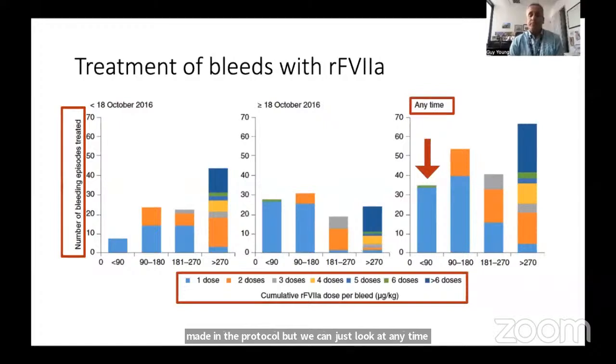So you'll notice here that there are many bleeds, over 30, that were treated with about 90 micrograms per kilogram with just 1 dose, and 1 patient with 6 doses. And here's the other extreme, more than 270 micrograms per kilogram per dose, right? So the cumulative factor VIIa dose per bleed, more than 270 micrograms per kilogram for a bleed. And the dark blue is more than 6 doses. So these patients got very high amounts of factor VIIa for quite a long time to treat their bleed. So I'm showing you in the arrows the 2 extremes.